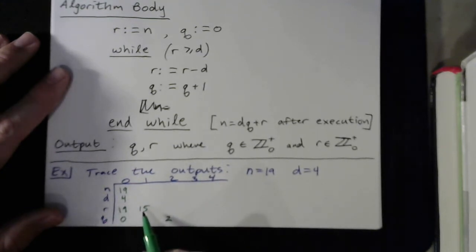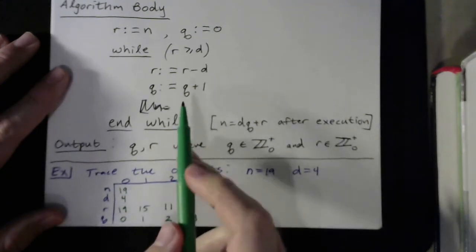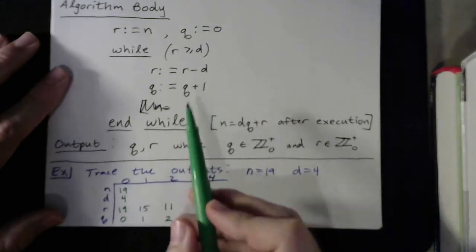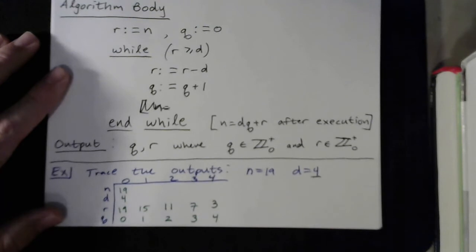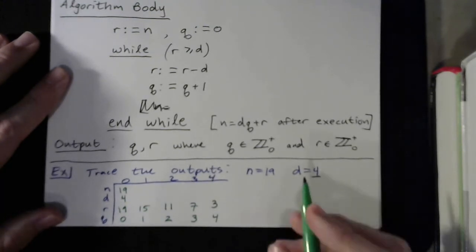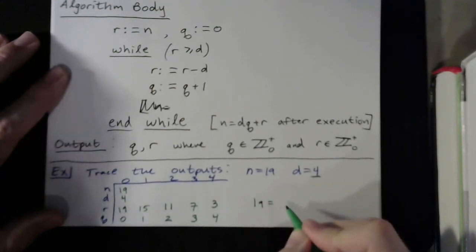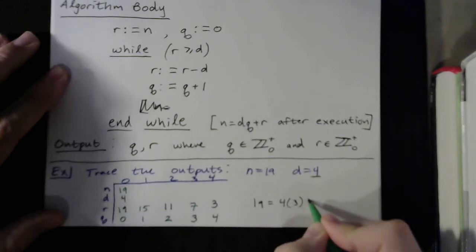R is 19 minus 4, or 11. Then at 3 subtractions, Q goes up 1, ticked up 1. And R is R minus D, because our algorithm redefines R as these values every iteration. So then 11 minus 4 gives us 7. And at 4 subtractions, we have 7 minus 4, which is 3. Now our R is less than D, and so 19 we write as 4 times 4 plus 3.